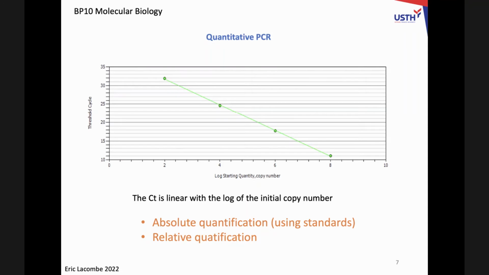Exactly, and the result, you express it as a fold of change. So, for example, you can say in one sample there is twofold more RNA than in the other sample, but you don't have units giving you the quantity in microgram or picograms or whatever. Is that okay? So either you have a standard for quantification, and then you can precisely quantify the copy number of one particular mRNA, but what is done most of the time is relative quantification.